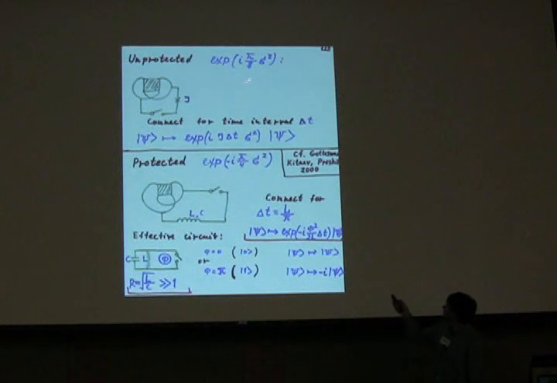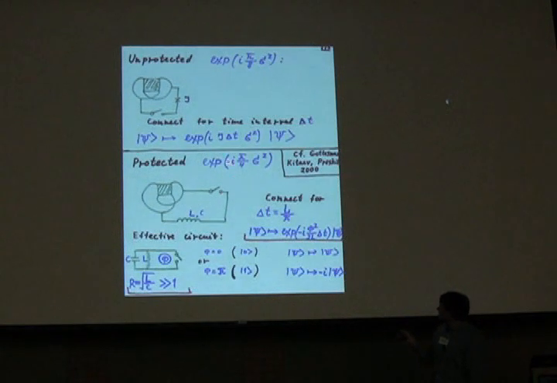Here's how the unprotected gate is implemented. This device itself creates some phase difference between the two terminals. It can be either zero or pi. If we connect the two terminals through a Josephson junction, then some classical phase will accumulate because the Hamiltonian, when this switch is connected, is proportional to sigma z. The states with zero phase difference and pi phase difference have different energies. And if we connect this device for a certain time interval, we implement the right gate.